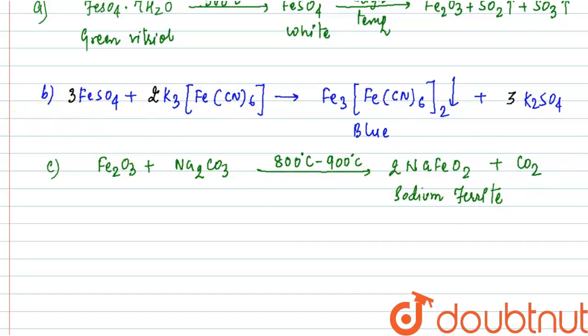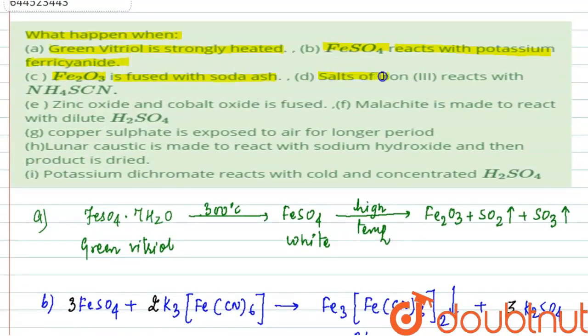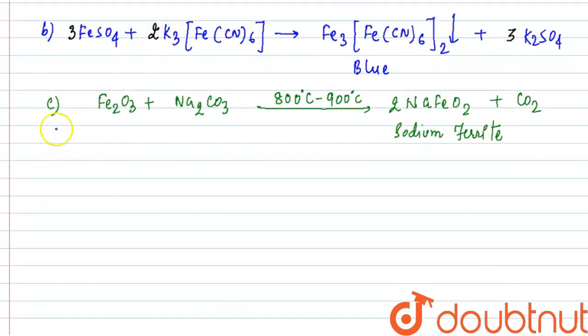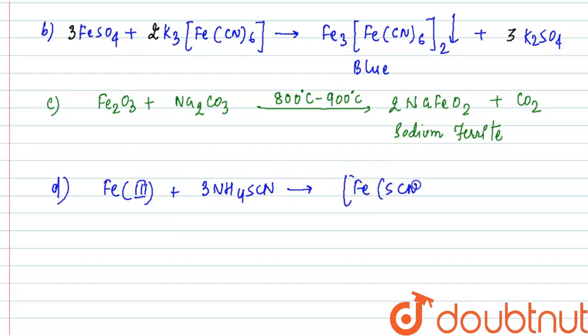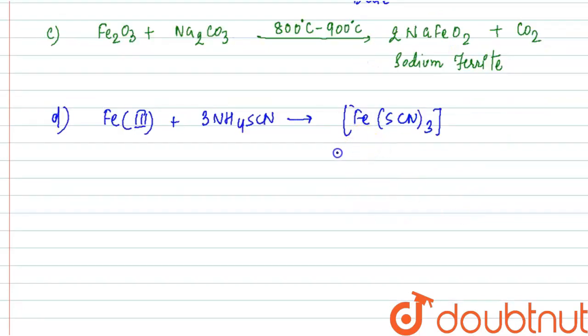Now moving on to the next one in the list. We have salts of iron(III) reacting with NH4SCN. Let us find out how this reaction will proceed. We have Fe3+ reacting with 3 moles of NH4SCN. We get a complex which is Fe(SCN)3, and this complex is called ferric thiocyanate. This is red in color, and also we get 3 moles of NH4+ ion, that is ammonium ion.